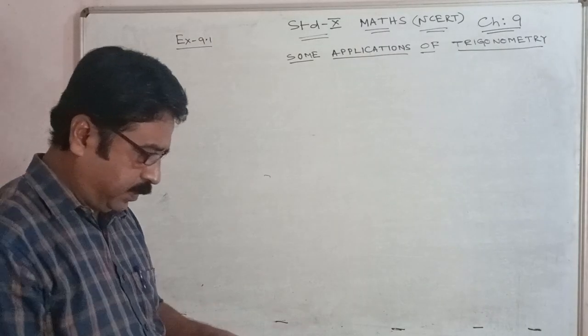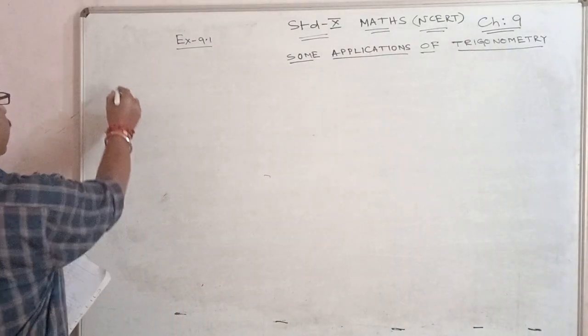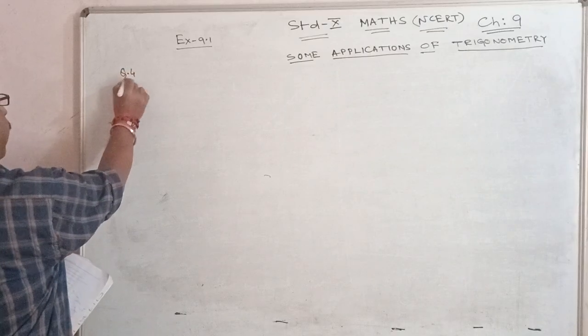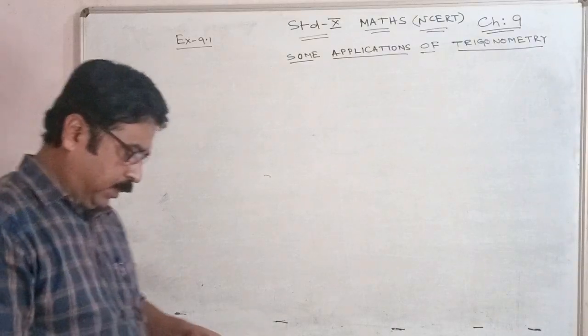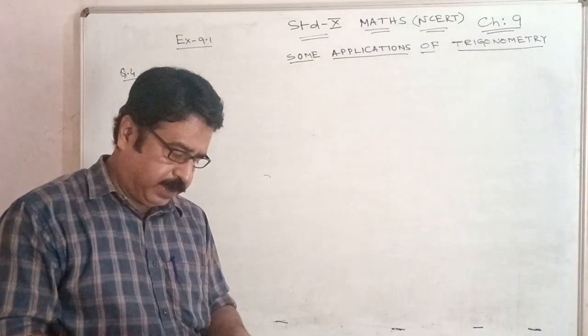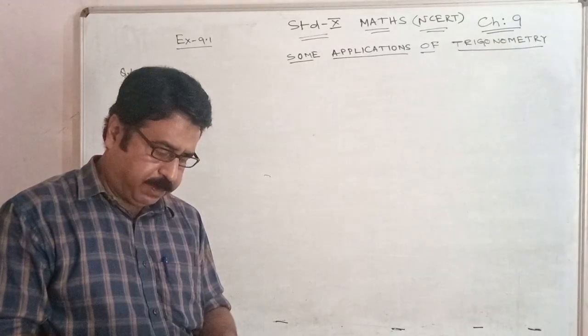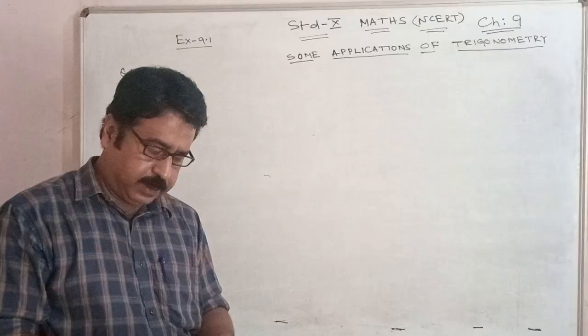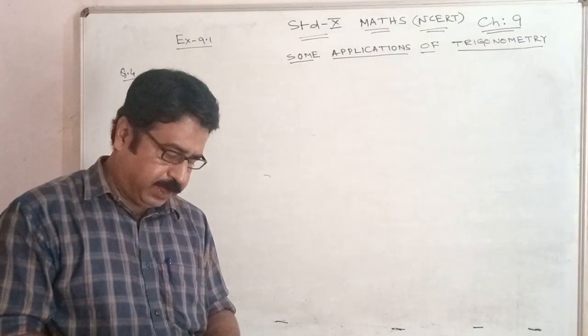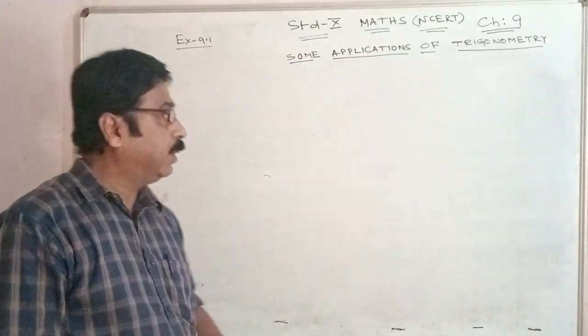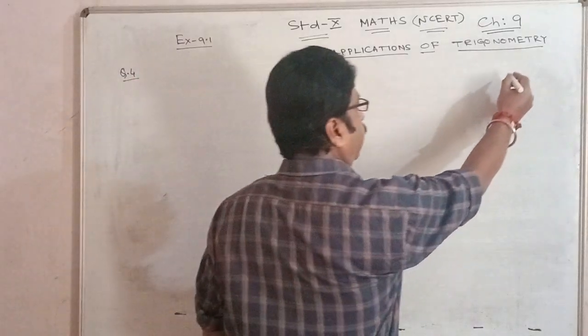Next sum. Question number 4. The angle of elevation of the top of a tower from a point on the ground, which is 30 meter away from the foot of the tower, is 30 degree. This is a tower AB.